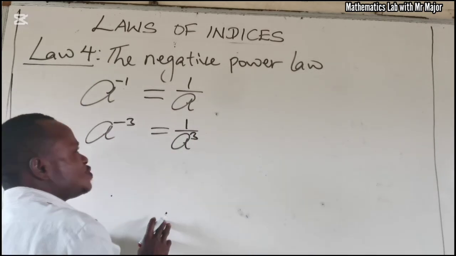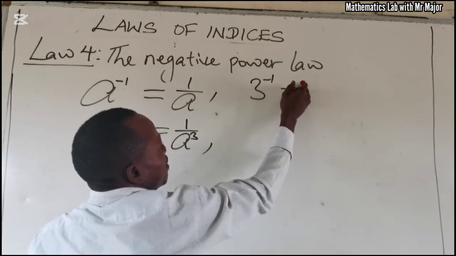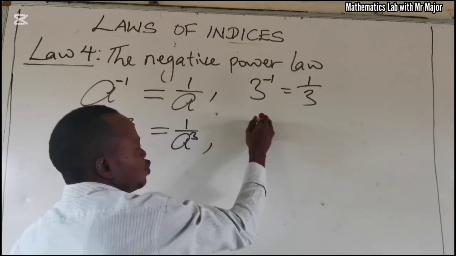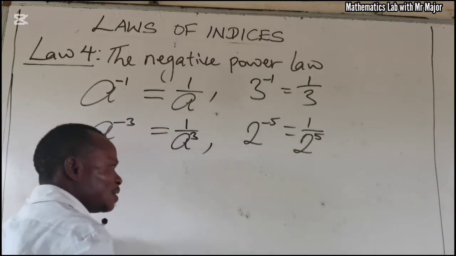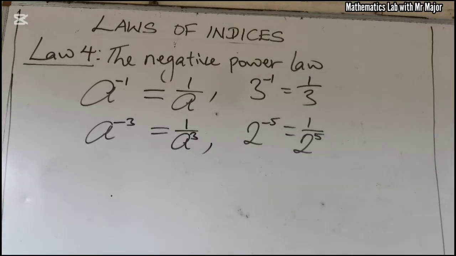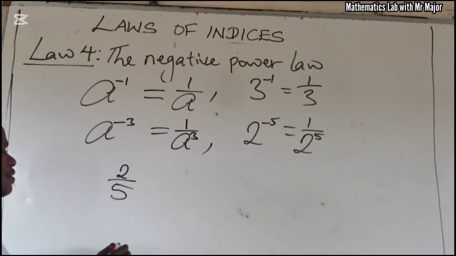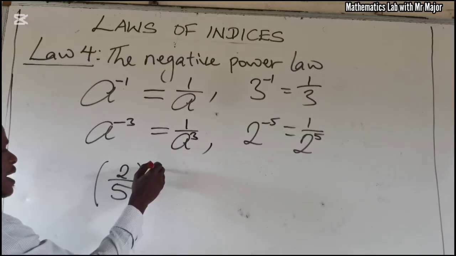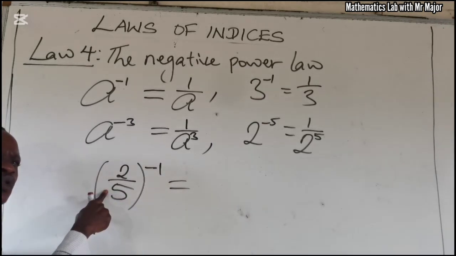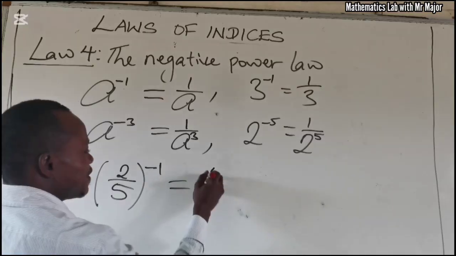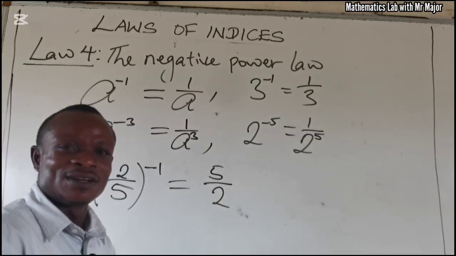Now, what if we have something like this? Let's say 3 raised to power minus 1. That would be 1 over 3. 2 raised to power minus 5 will be 1 over 2 raised to power 5. Now, let us look at other fractions. Supposing I have something like 2 over 5 raised to power minus 1. That will be equal to the reciprocal of 2 over 5, which is 5 over 2. So that will be 5 over 2 raised to power 1. Like I said, if the power is 1, there is no need writing it.